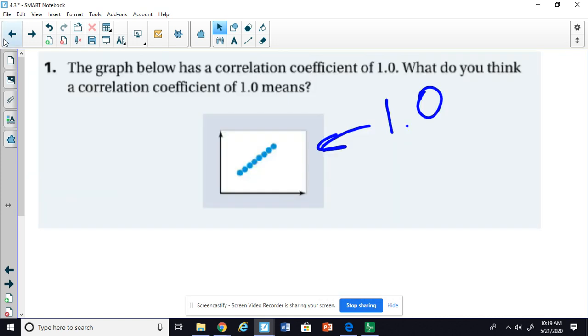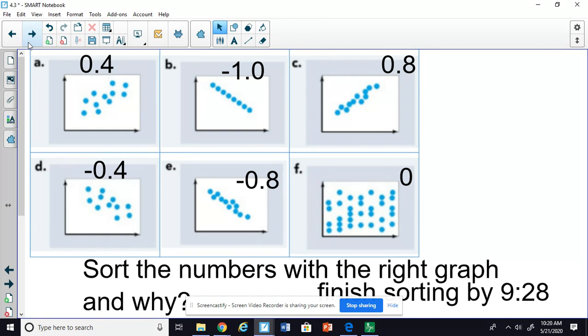All right, so what we talked about today in class is correlation coefficient. Correlation coefficient means the tightness of the graph, or something that we could put our line of best fit to. On this graph, we have a 1.0. A 1.0 means a perfectly related line. It means there's no variance in any of it whatsoever. It's a perfect relation. So we see a set of graphs here.